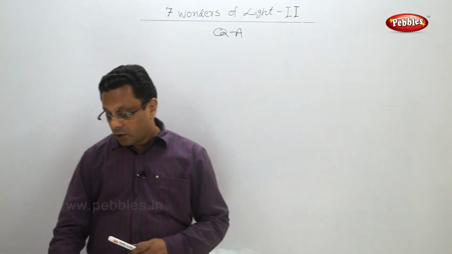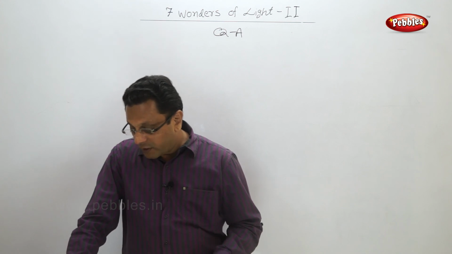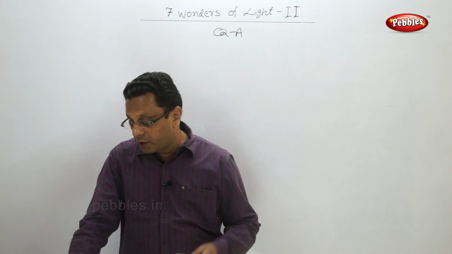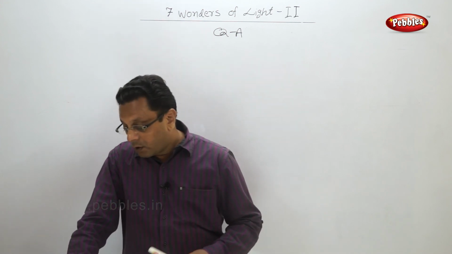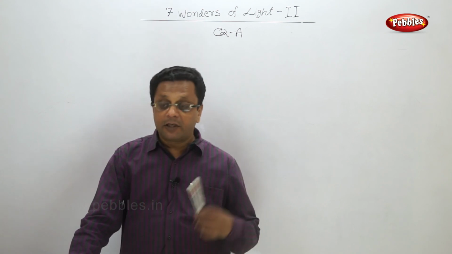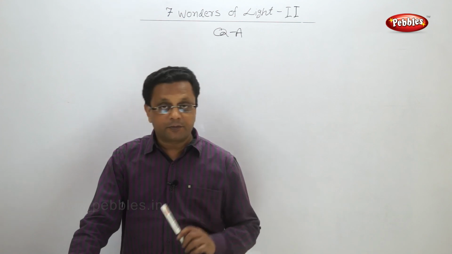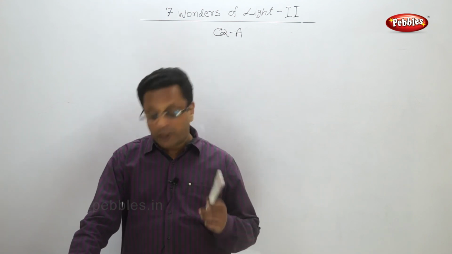The next question is, what do you mean by dispersion of light? What is the spectrum of light? Name the different colors of light in the proper sequence in a spectrum of light. Or, what do you mean by dispersion? Name the different colors of light in the proper sequence of the spectrum. Now this was in the October 14 exam for 3 marks.